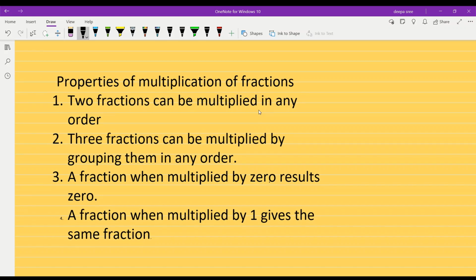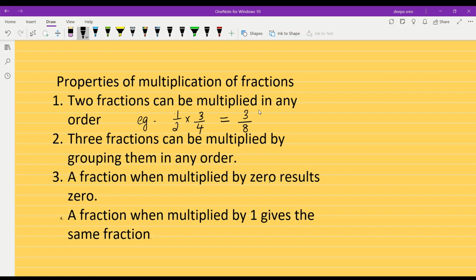Two fractions can be multiplied in any order. So example, 1 by 2 into 3 by 4. So we will get the answer. Multiply the numerators, 3 into 1, 3. 4 into 2, 8. This is the answer.